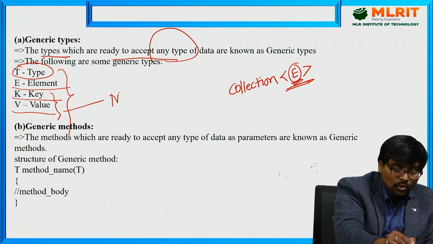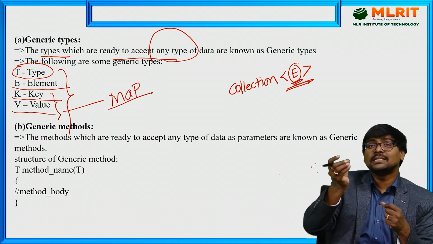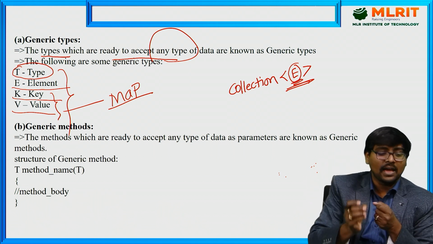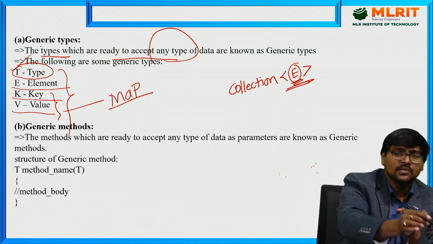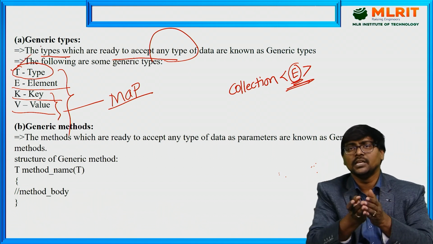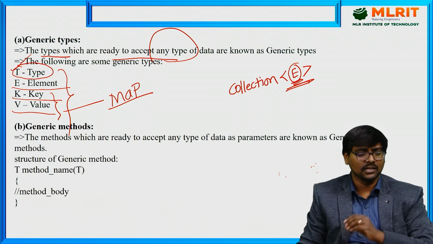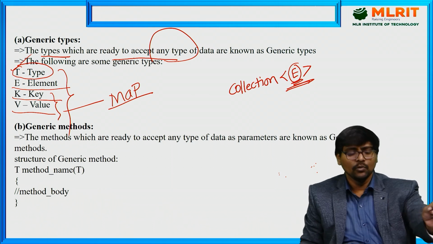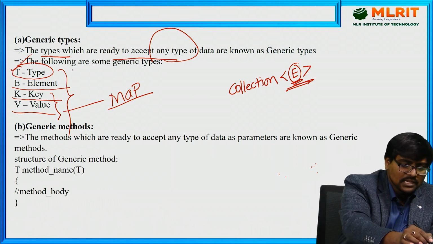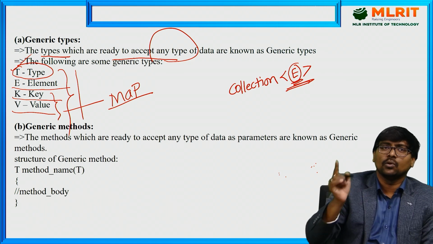are used under the Map framework. That means a dictionary, key and value. Anyway, T specifies the normal data types: integer, float, character, etc. Once we move to the example, you will get a clear idea. So, these are the different types that we are going to use.